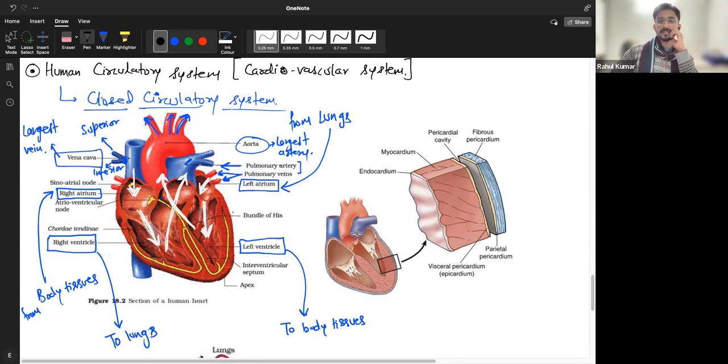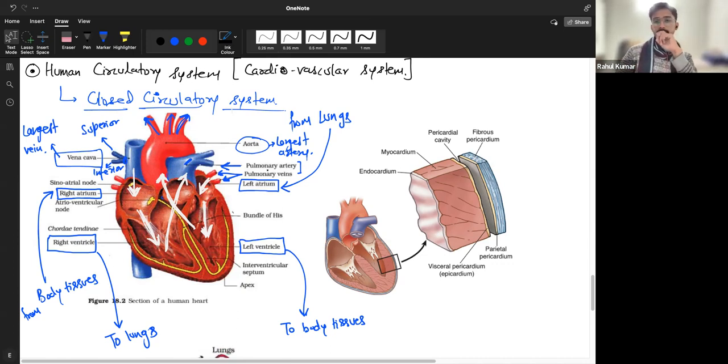That's why you cannot just say that all arteries carry oxygenated blood, because pulmonary artery does not. You also cannot say all veins carry deoxygenated blood, because pulmonary vein does not. But these two are the only exceptions. All other arteries and veins in the body apart from pulmonary carry oxygenated and deoxygenated blood respectively. Is this part clear, everyone?